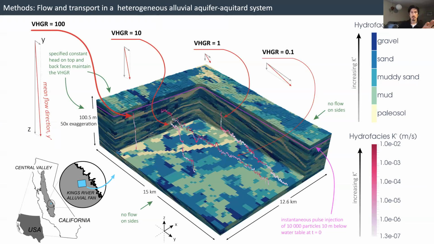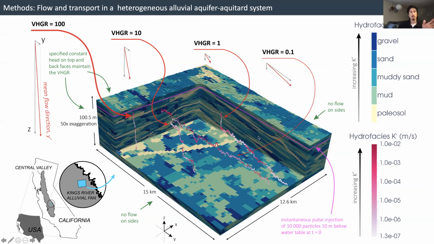There's a lot going on here, so I'll explain it. There's a cutaway to show what's inside of the model, and the location of the model is shown by this blue box in this map here. I've also highlighted 4 representative particle trajectories corresponding to the 4 mean flow directions we test in this study.